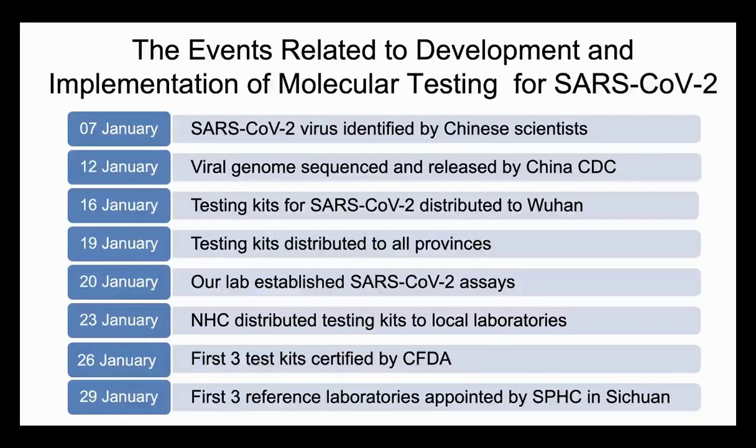acid assay testing for the virus. On January 16th, the first batch of commercial RT-PCR test kits was distributed to Wuhan, and 3 days later to other provinces across the country, including our Sichuan province. Actually, our lab started running the test on January 20th.